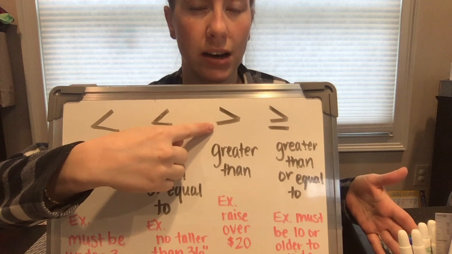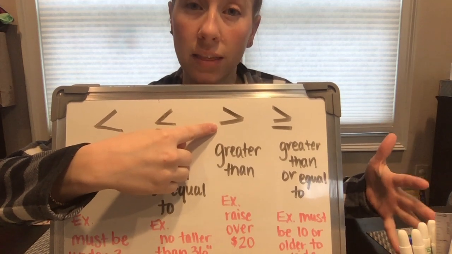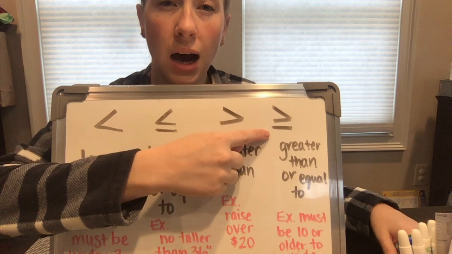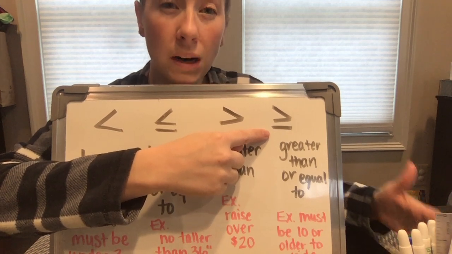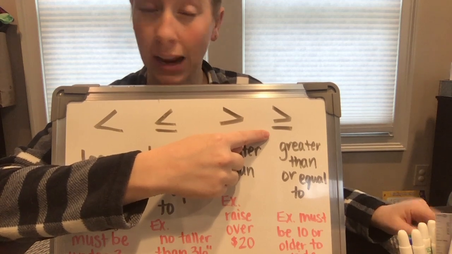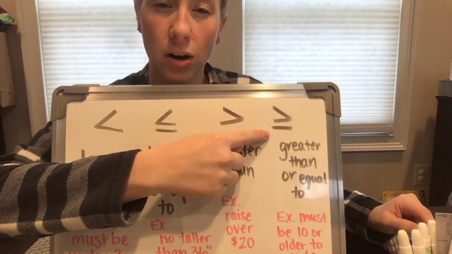Over here we have the greater than sign. Something is greater than 30. And over here we have greater than or equal to. Something is greater than or it's equal to 30. That means it's going to be bigger than 30, but it can also be equal to 30. It can't be less, but it can be greater or equal.